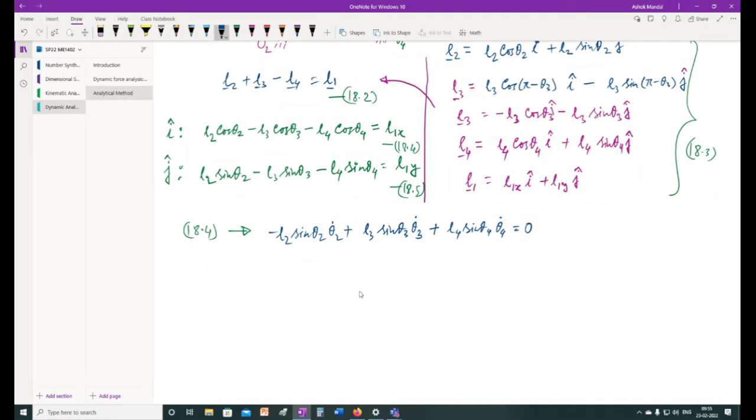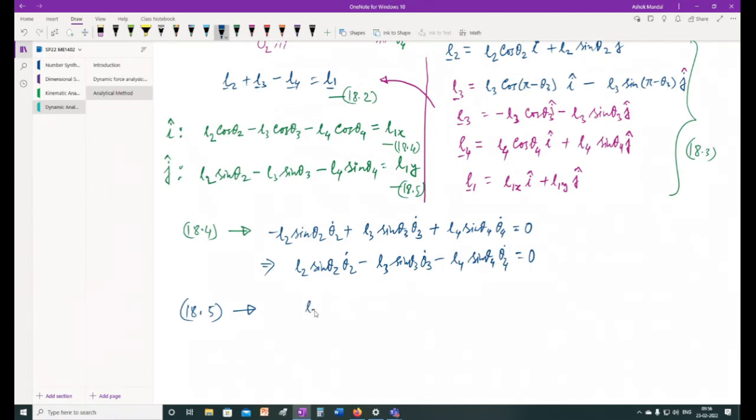Is this fine? Whatever I have written here, are you okay with this? All of you okay with this? Yes, sir. Let us take this negative sign common, and we can write it this way: L3 sine theta 3 theta 3 dot minus L4. The calculations which we are doing today are very simple, but this is systematic, and you need to do this to find out the kinematic quantities. Next, we will do the same thing with this equation. If you do the derivative, what will you get?